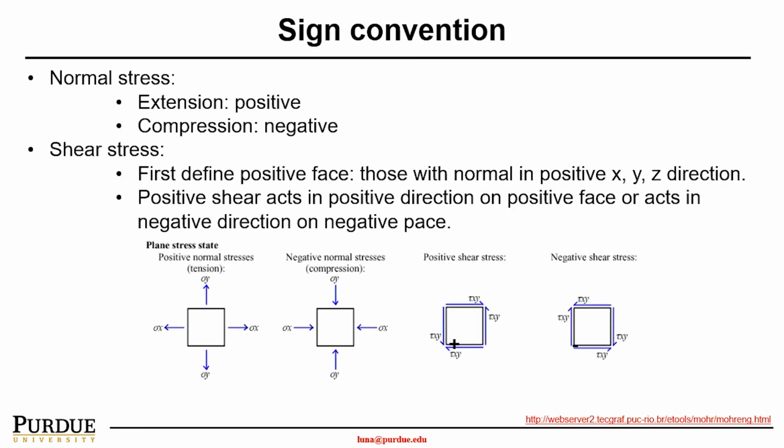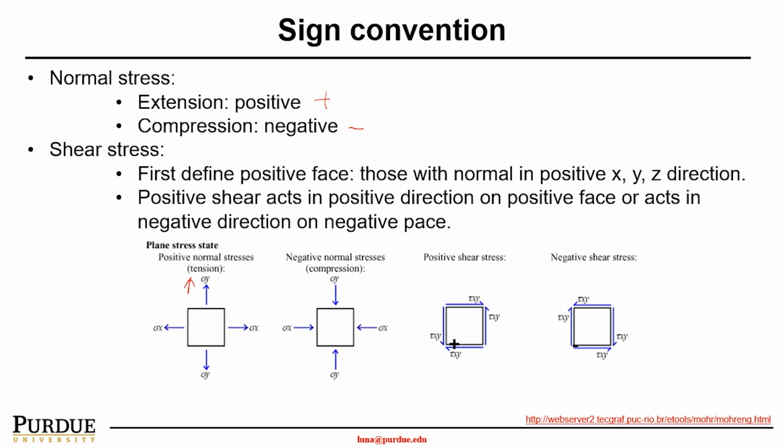Let's start by recapping the sign convention for normal and shear stress. For normal stress, there are two types. One is tension, or extension. In this case, as shown here, you have a force pulling the material outwards, so this is positive. In contrast, if we pull the material inward, we call it compression, which is a negative force.